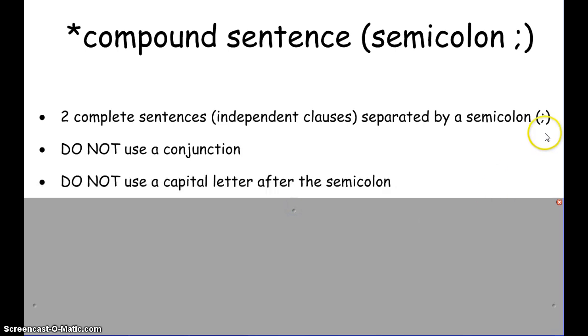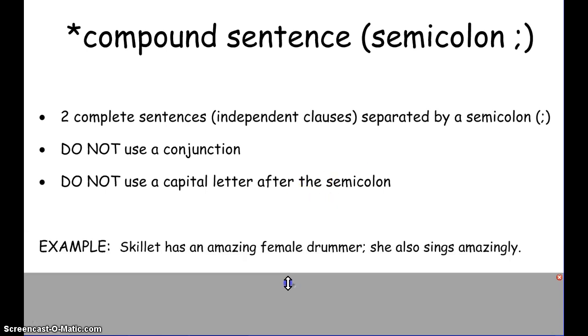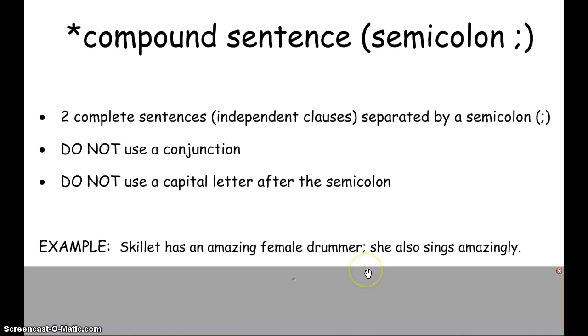The other thing I'm seeing is a capital letter after the semicolon. A semicolon is a middle punctuation mark. It's not an end punctuation mark like a period or an exclamation point or a question mark. So it does not get a capital letter after it. So I took that exact same sentence, Skillet has an amazing female drummer, and instead of my comma and, I put a semicolon. She also sings amazingly. I like to say that the semicolon is a good way to show some sophistication in your writing, that you're ready for a challenge and to show that you're improving as a writer. Just something to think about as you're trying to vary your sentence structure.